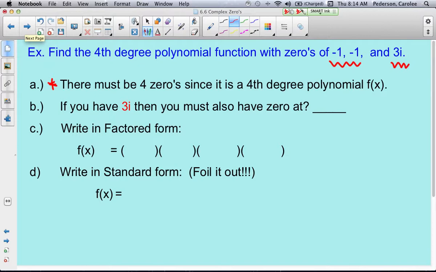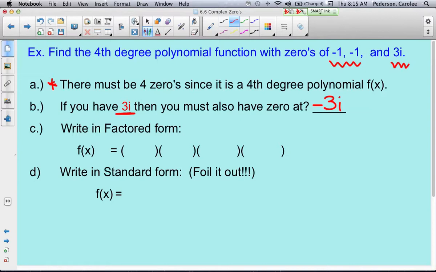So on that last set of problems, if you have 3i, then where must your other zero be? I'll let you go ahead and answer that in part B. Well, you must have a zero at negative 3i. It's the conjugate. So now in part C, let's go ahead and write that in factored form. So remember, we think opposite. So we have 4 parentheses here. So go ahead and write the function of x equals, and now we're going to think opposite.